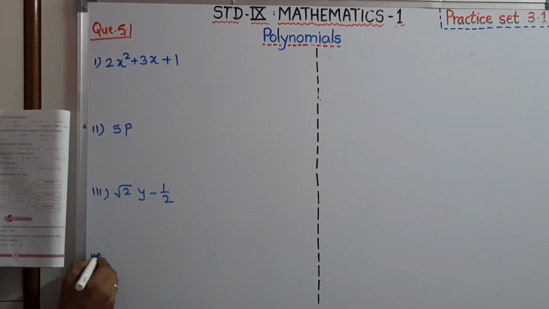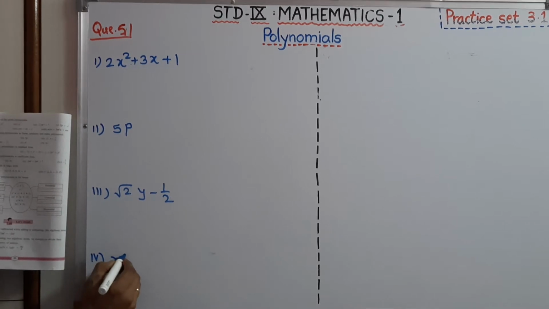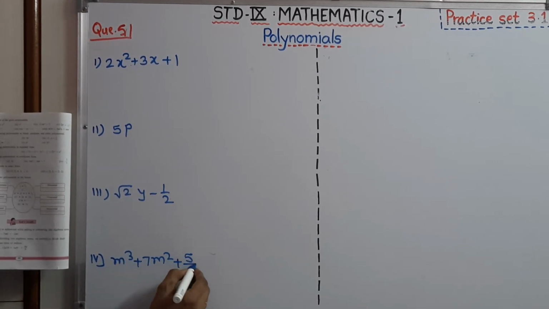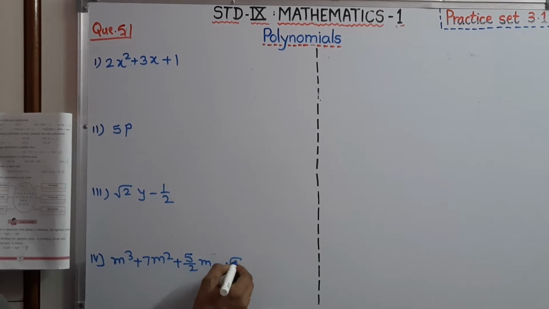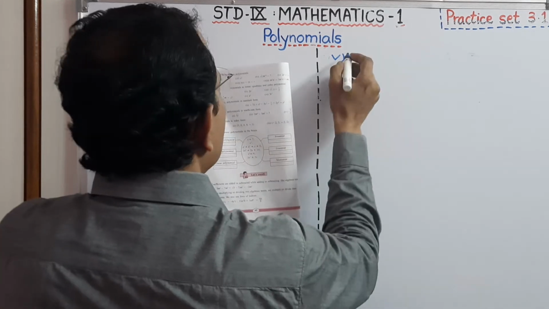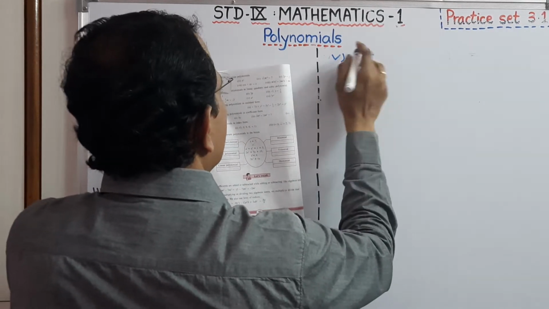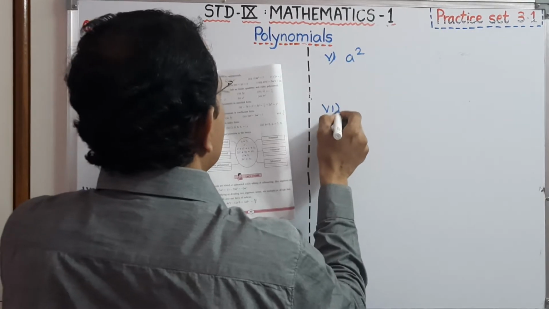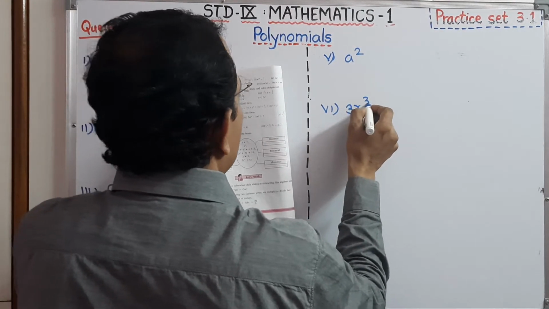Then the fourth one is m cube plus 7m square plus 5 upon 2m minus root 7. Then the fifth one, a square, and the sixth one is 3r cube.